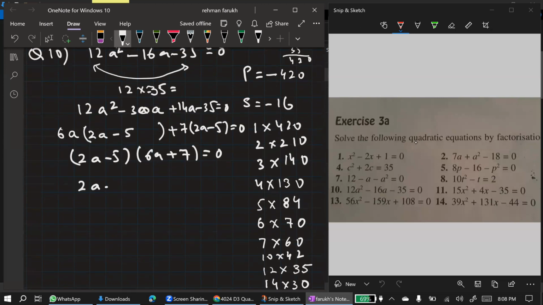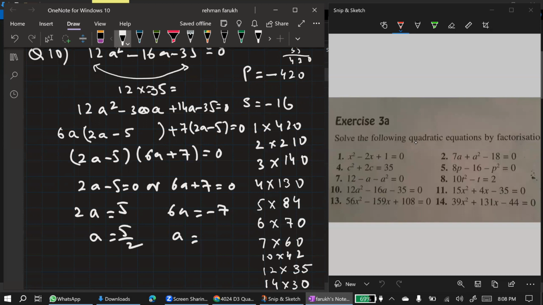We will use the zero product rule and we will put both the factors equal to 0 to get the value of a. 2a is equal to 5, 6a is equal to -7, a is equal to 5 over 2, a is equal to -7 over 6. This one is the solution of a quadratic equation with the middle term breaking.